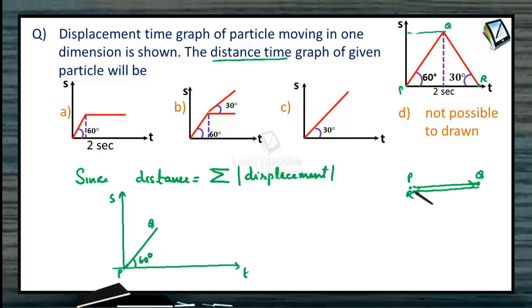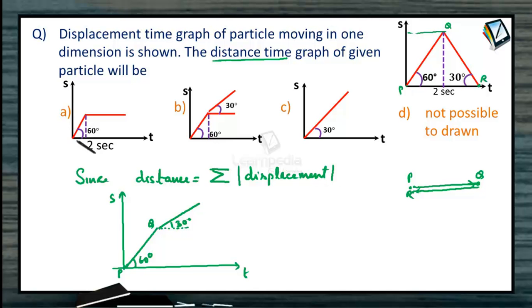From Q to R, the displacement is decreasing, but the distance traveled should again be the magnitude of it. So that means it adds up from here. So imagine this as the x-axis. Here the graph should be 30 degrees. So the graph will be plotted like this. This is 30 degrees. Distance traveled is increasing. Distance is equal to the sum of the magnitudes of all displacements.